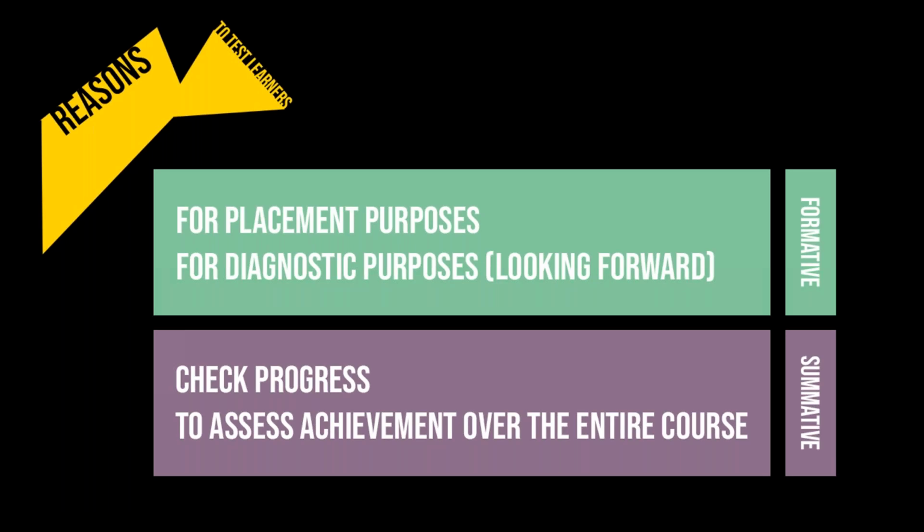Christian asked about checking progress and assessing achievement over the entire course. Checking progress can be this example that I mentioned. You can have a test in the middle of the course to check progress so far. You can have summative tests at the end of every lesson, like a summative task, for example, to see how students acquired that particular lesson objective. And to assess achievement over the entire course is what we call the final test, the end of term test. So that's the main difference between these.